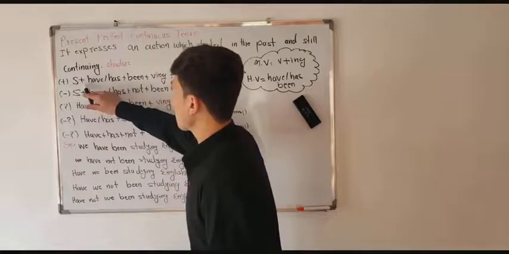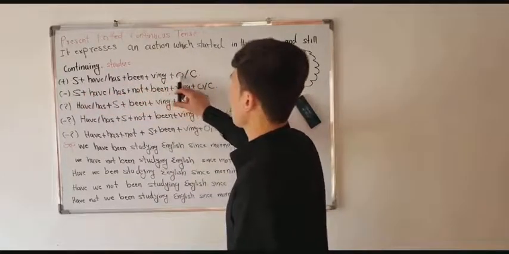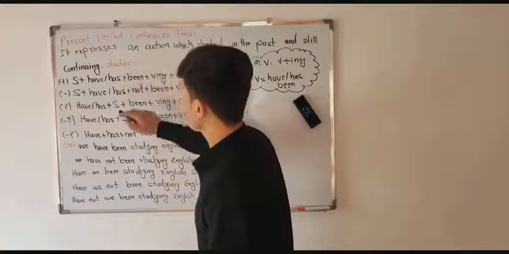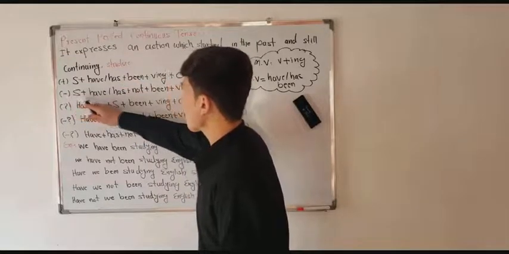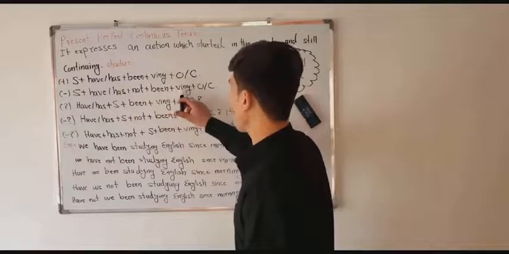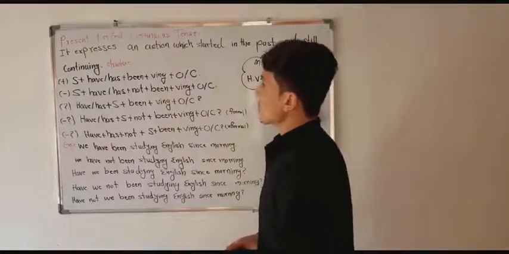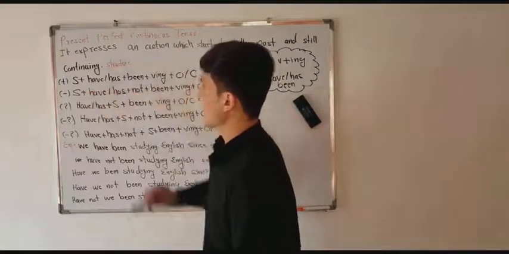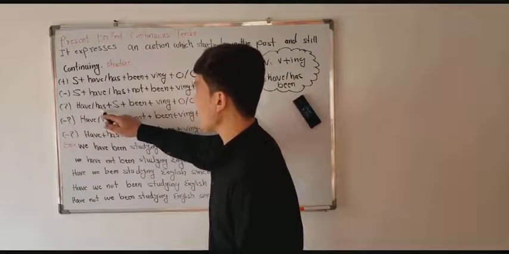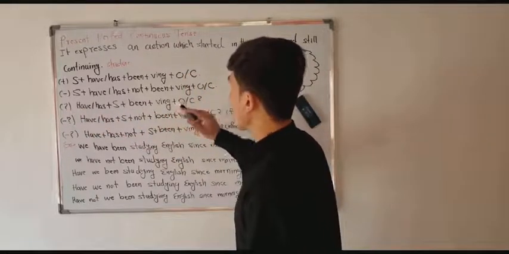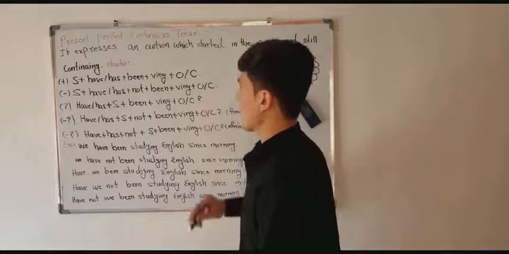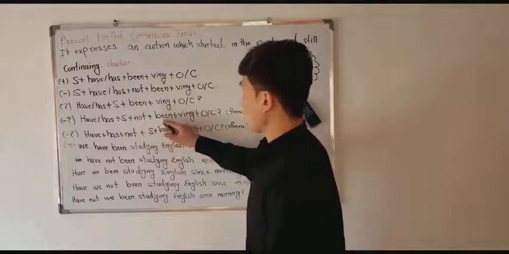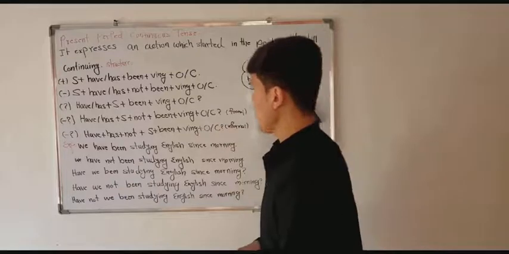Affirmative form: subject plus have or has plus been plus verb ing plus object or complement. And if you want to change it to negative, we just add a not in here. So the negative form is subject plus have or has plus not plus been plus verb ing plus object or complement. To change it into question form or interrogative form, we bring have or has to the beginning of the sentence. Question form: have or has plus subject plus been plus verb ing plus object or complement, and also a question mark. Negative interrogative: have or has plus subject plus not plus been plus verb ing plus object or complement.